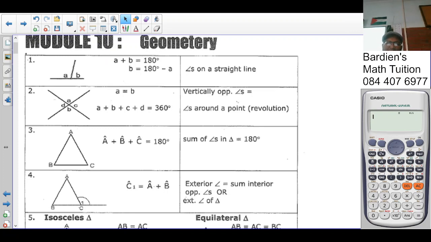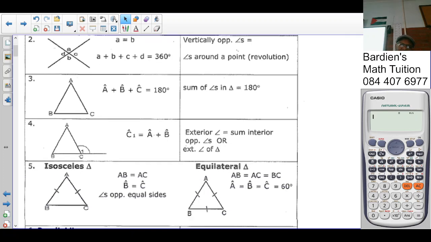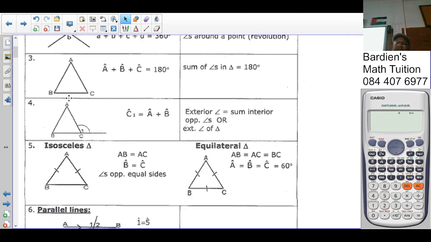Then we know that A plus B plus C plus D adds up to 360. The reason is revolution, or angles around a point. In number 3, angle A plus angle B plus angle C adds up to 180. Reason: sum of angles of a triangle, or interior angles of a triangle equal 180 degrees. Number 4, C1 is equal to angle A plus angle B. Why? Exterior angle equals the sum of the interior opposite angles, or in short notation, exterior angle of a triangle.